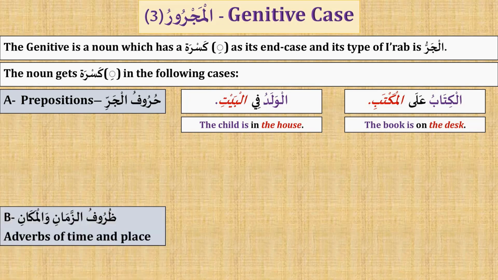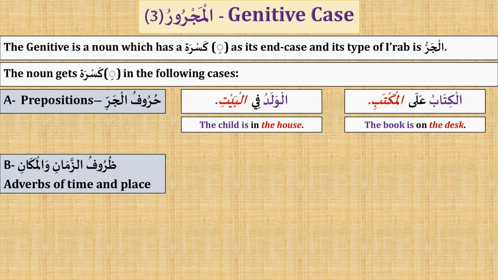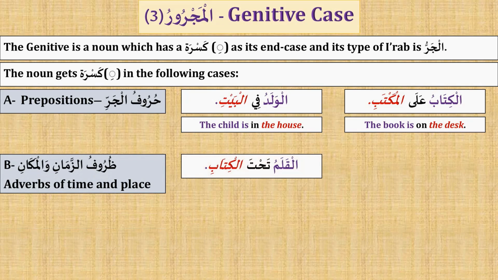The next case is ظروف الزمان والمكان. Adverbs of time and place. القلم تحت الكتاب. The pen is under the book. تحت is adverb of place, under in Arabic. الكتاب ended with كسرة because it came after تحت, adverb of place.